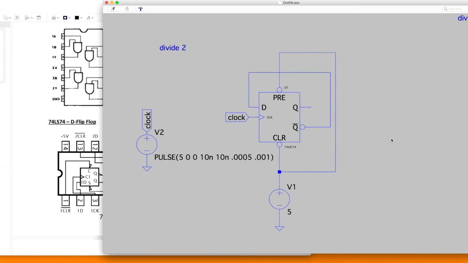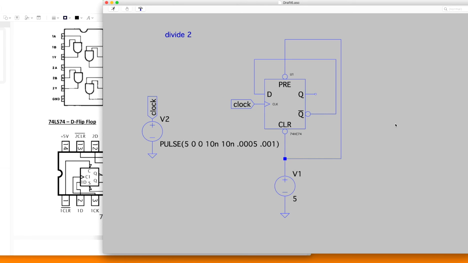This is the divide by 2 counter, which is the easiest of them to build. It has a digital clock input signal, 0 for low, 5 for high, and the frequency is 1 kilohertz. At the preset and clear node, you have a DC voltage source of 5 volts connected to them. And then at your inverting node, you construct a feedback loop into your digital input.